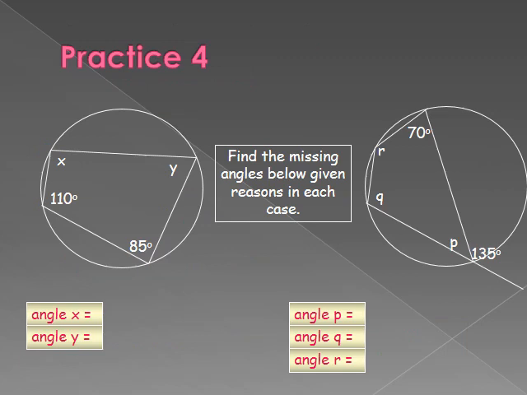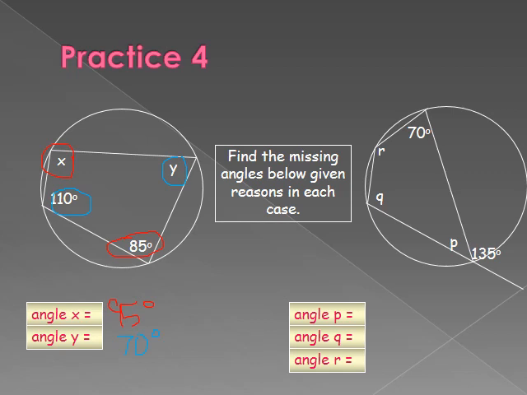Practice 4, as you can see, cyclic quadrilateral on the left. So X in here faces the 85, so it is supplementary to 85. They add up to 180 degrees, which makes angle X 95 degrees. On the other hand, Y and 110 again are opposites. So Y is the supplement and Y is 70.